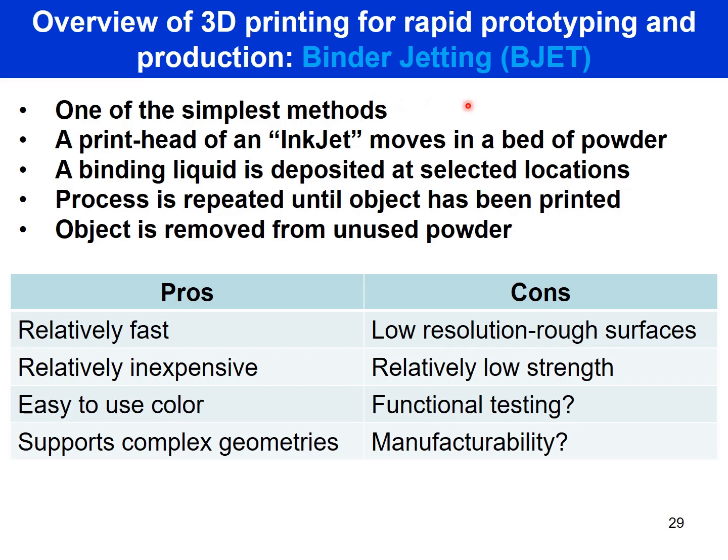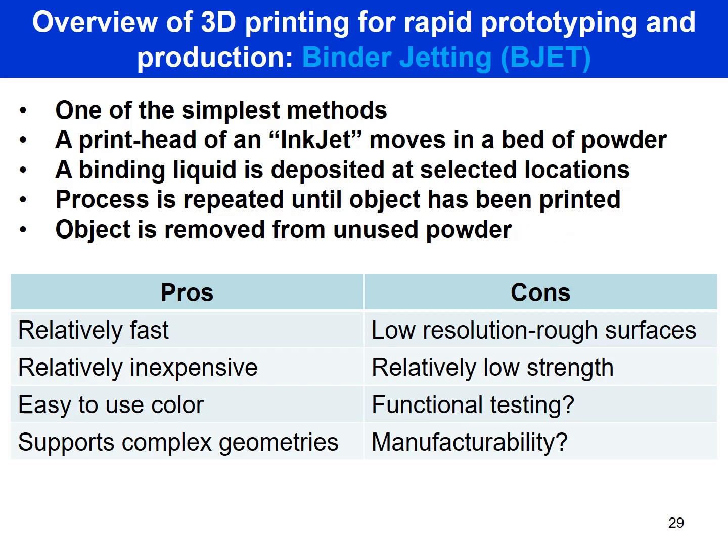It has a print head, typical to that of an inkjet, and it moves over a bed of powder. A binding liquid is deposited at selected locations. The process is repeated until the object has been printed, and the object is removed from the unused powder.